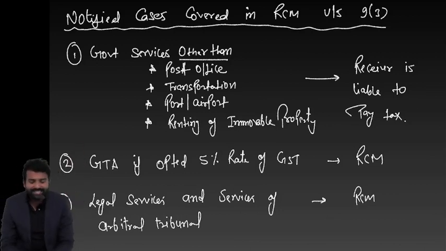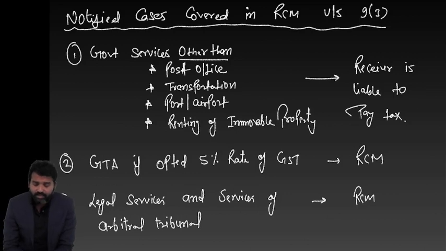Post office will pay GST. Transportation, like Indian Railways, they will collect the GST from my ticket. Supplier will pay GST, customer will not pay GST. Port, airport, I am using any services at port, any services at airport. Of course, airport authority will pay GST, customer will not pay GST. And renting of immovable property. Except these four, in all the other services, if the government is giving any services, then RCM is applicable. Receiver is liable to pay GST.